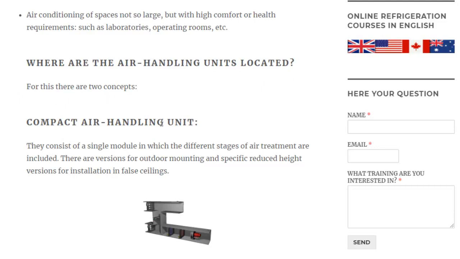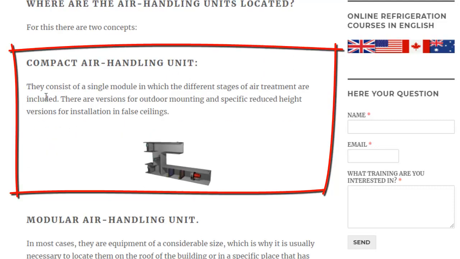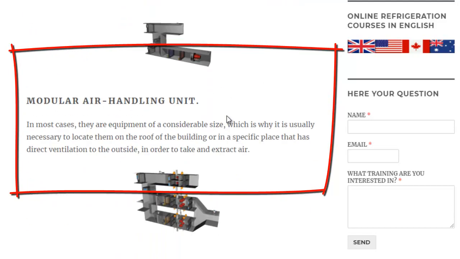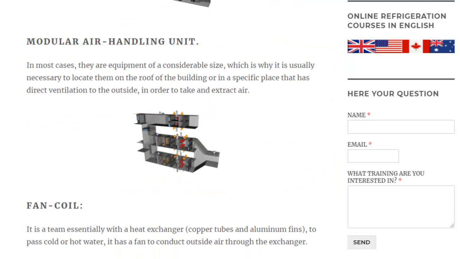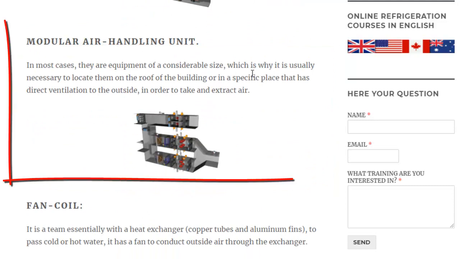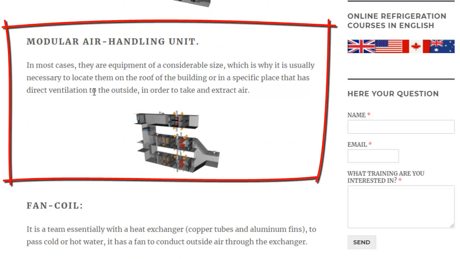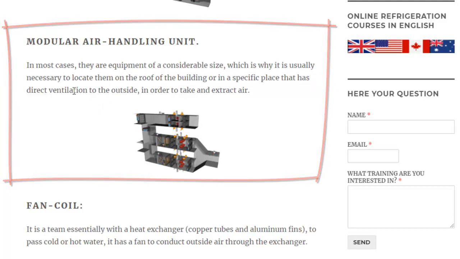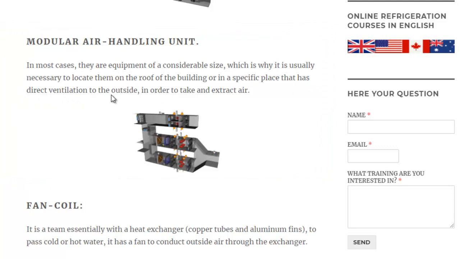Where are the air handling units located? For this there are two concepts. Compact air handling unit. They consist of a single module in which the different stages of air treatment are included. There are versions for outdoor mounting and specific reduced height versions for installation in false ceilings. Modular air handling unit. In most cases, they are equipment of a considerable size, which is why it is usually necessary to locate them on the roof of the building or in a specific place that has direct ventilation to the outside, in order to take and extract air.